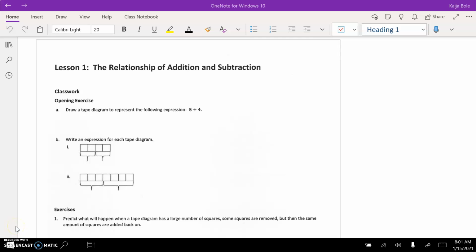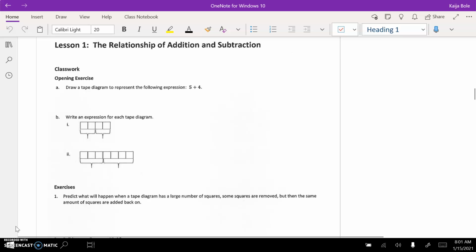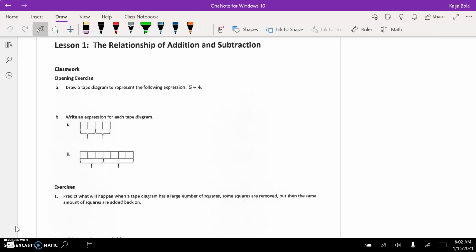Here we are on the notes for 1.1 and 1.2. We do these two lessons together because they go hand in hand. One is about addition and subtraction, and the other is the same concept, but with multiplication and division. So, if you look at the opening exercise here, it says draw a tape diagram to represent the following expression: 5 plus 4. So 5 plus 4 in a tape diagram.